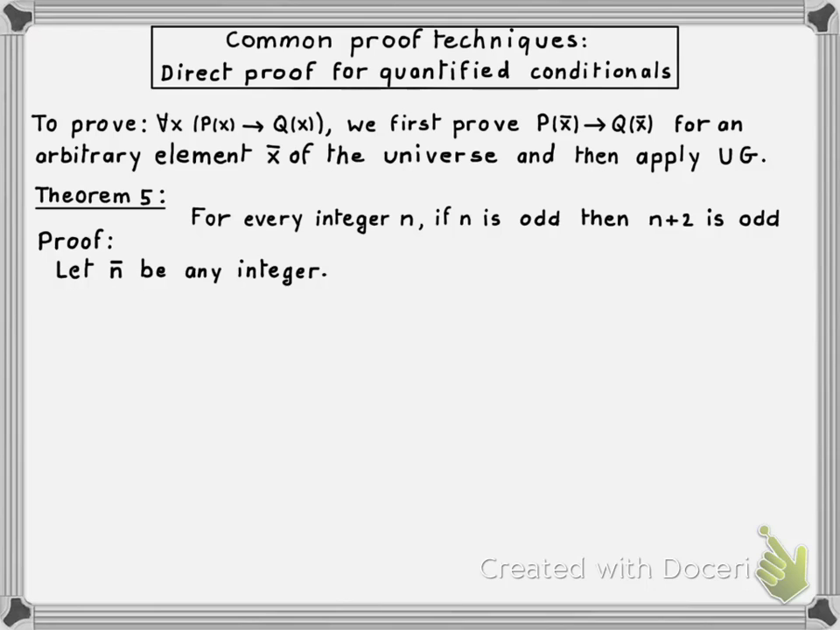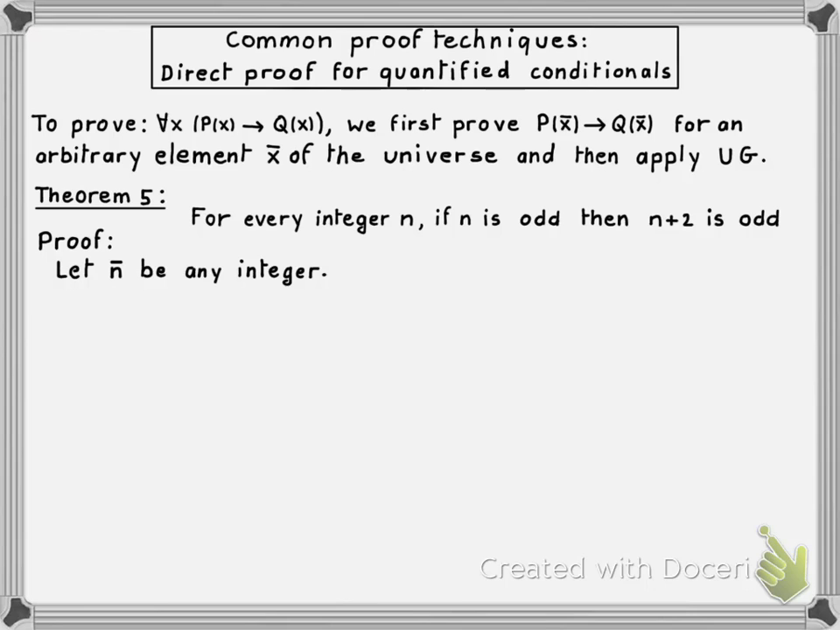So what proof techniques do we have available to prove a conditional? Well, the first technique we saw was a vacuous proof. But for that technique to be applicable, we must prove that the hypothesis of the conditional is always false. Now, is p of n bar always false? Is it true that n bar is odd is always false? And the answer is no. So we can't apply a vacuous proof technique here.